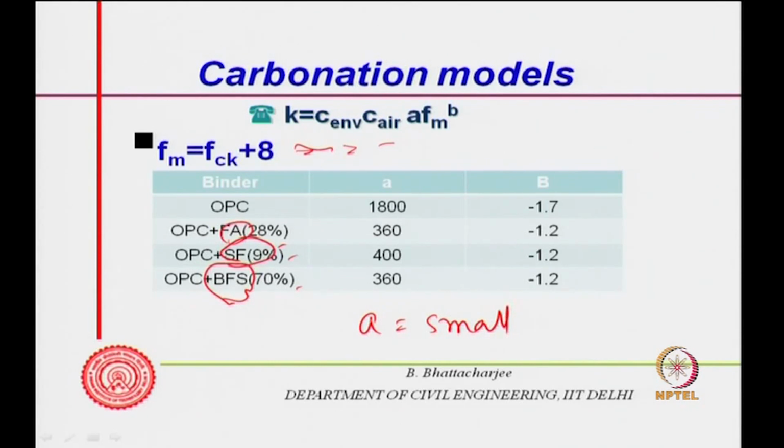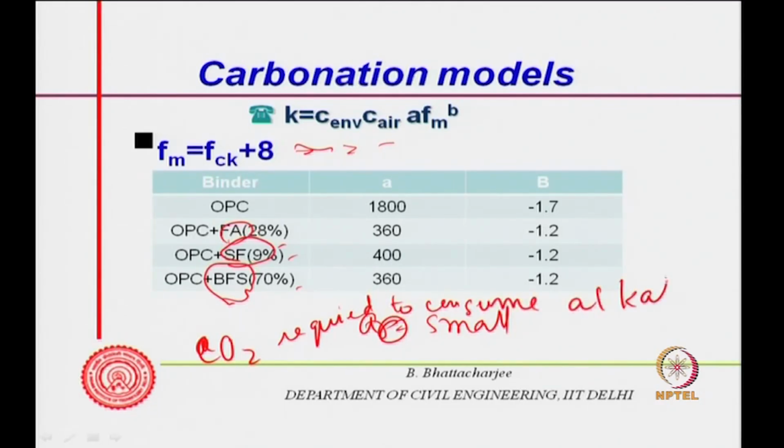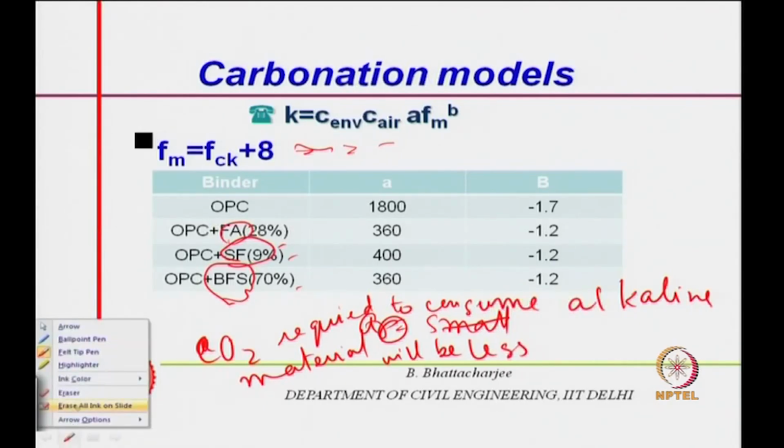A stands for the alkaline material, that is, the carbon dioxide required to consume alkaline material, and this will be less. So, therefore, these values appear like this.